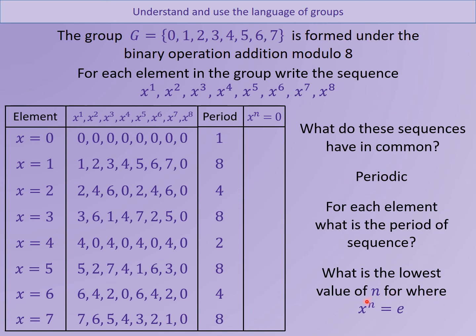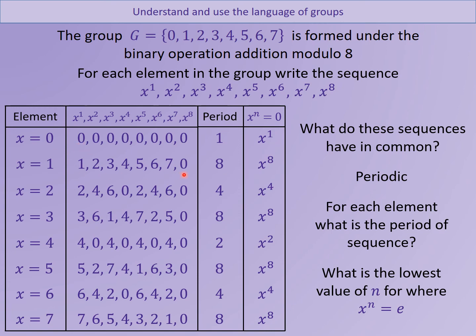Now, the lowest value of n for each of these such that it gets back to the identity element. So how long did it actually take from the starting number before you got back to the identity, which is 0 in each of these cases? Just have a look down that list and think about how long it took to get back to where you started. And there's no surprise that you get back to the identity element in exactly the same number as the period. x to the power of the period is the very first one that gets you back.